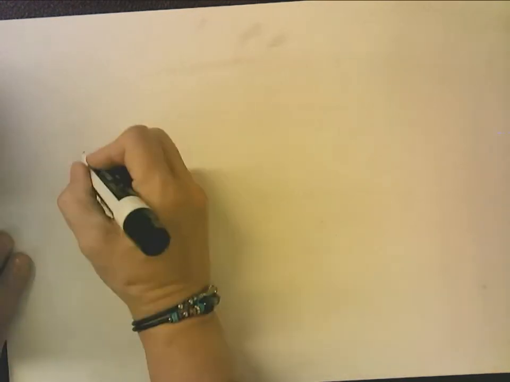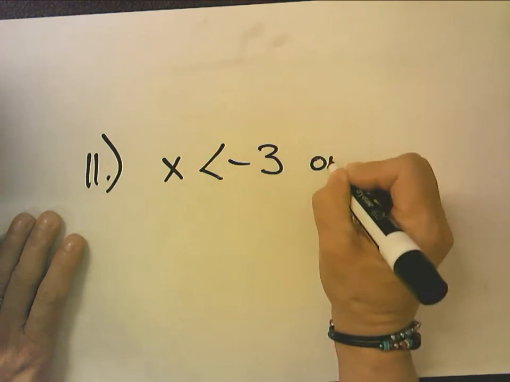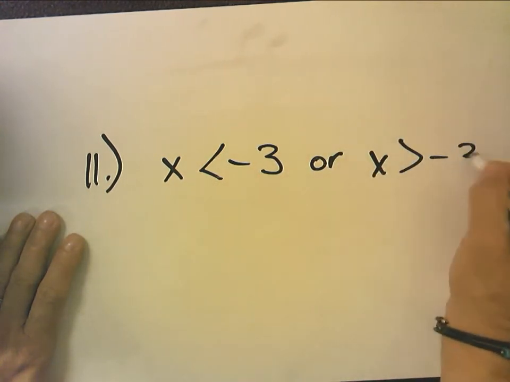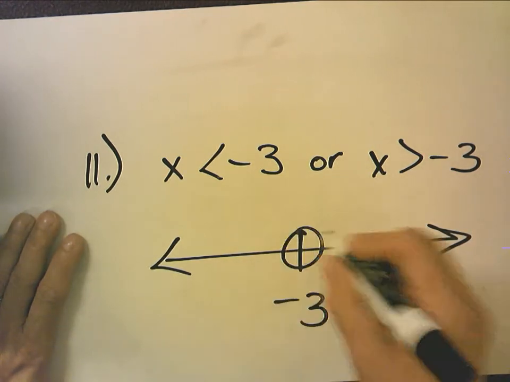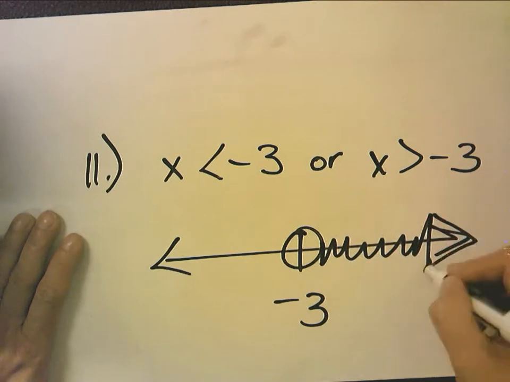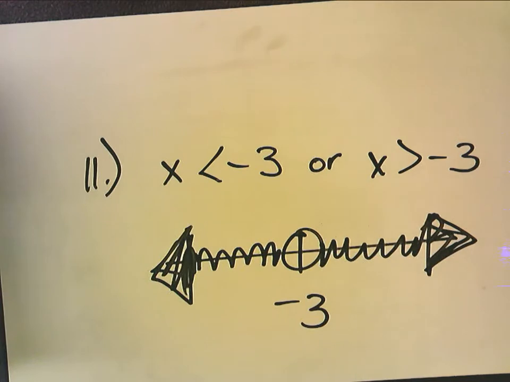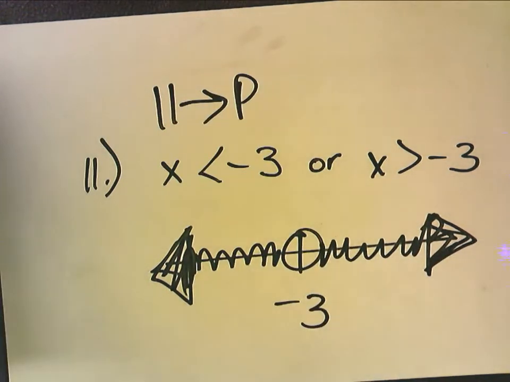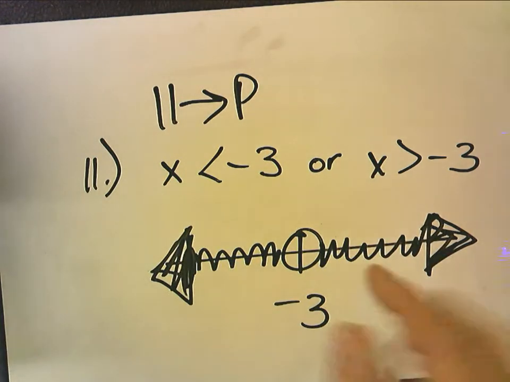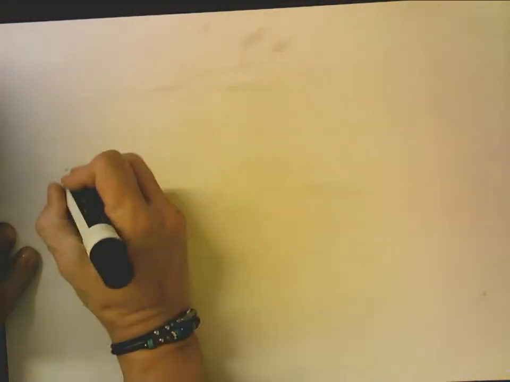Okay, number 11 simplifies to x is less than negative 3, or x is greater than negative 3. So basically, it's saying x can be anything except negative 3. So we would color in the entire number line except for negative 3. And that is P. So 11 is P. Okay, now it's an or, so we include everything. And the last one is also an or, but it's an overlap case.